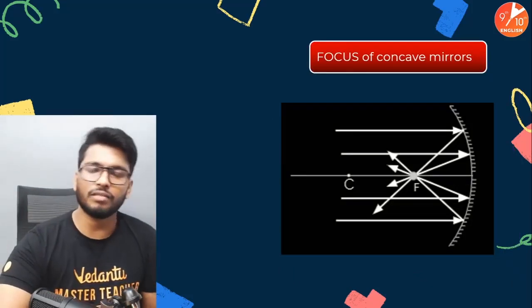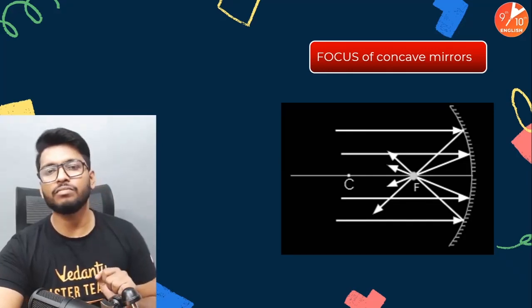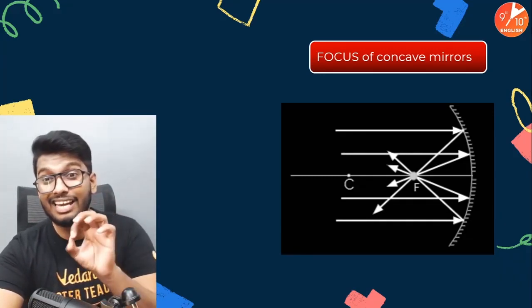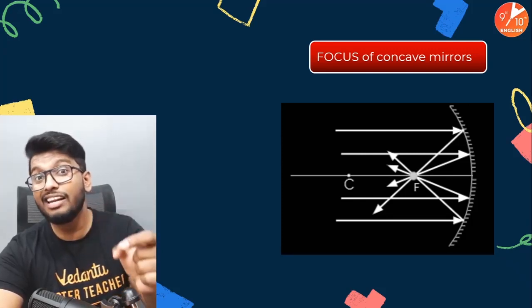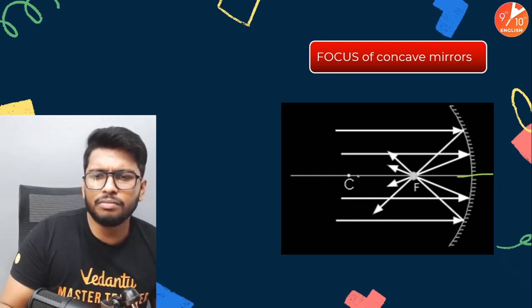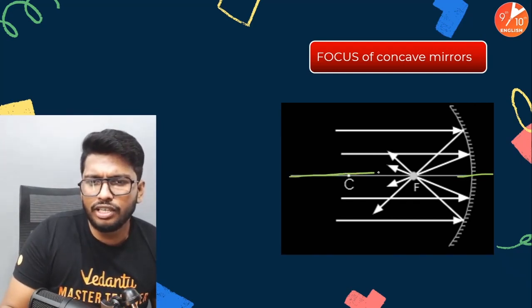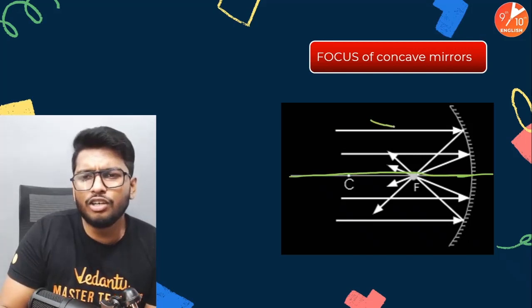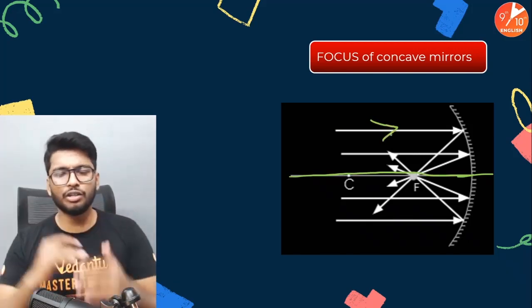Now, people, what you need to understand is that if I have a concave or convex mirror, let's say there is a ray of light which is parallel to the principal axis. Can you guys see that? This is my principal axis right here. The straight line passing through the center of curvature and the focus, that's my principal axis. There is a ray of light which is almost parallel to the principal axis.